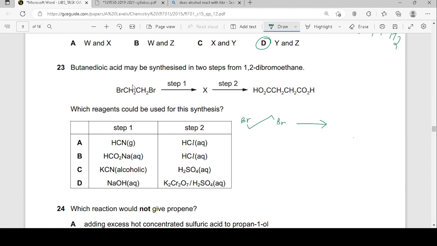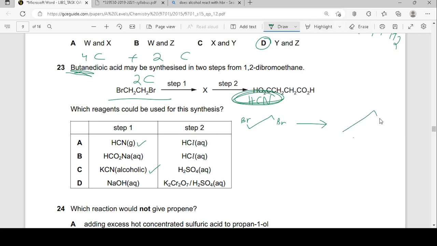In butanedioic acid I have butane, which means 4 carbons, but in 1,2-dibromoethane I only have 2 carbon atoms. So that means I've added 2 carbon atoms. I definitely need HCN, because HCN is the one you usually think about when adding carbons. I also have KCN, so I might consider either of these. I think it's KCN, now that I think about it, because HCN usually does nucleophilic addition, but KCN does nucleophilic substitution, so it could substitute the Br. So maybe I was wrong about that.